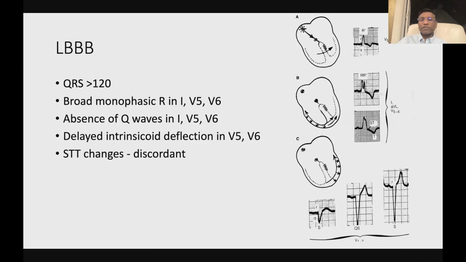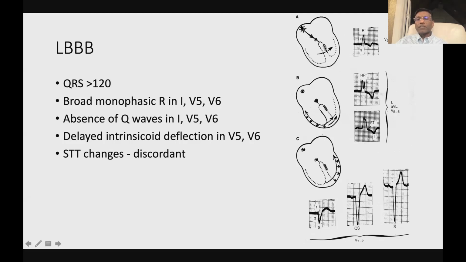Okay, good, perfect. So, classic left bundle branch block: QRS over 120 milliseconds. You get a broad monophasic R wave in lead 1, V5, V6, and absence of Q waves in those same leads. And a couple more points. I'm going to talk about that here in a second. Why does that happen? I'm sorry, did someone have a question?